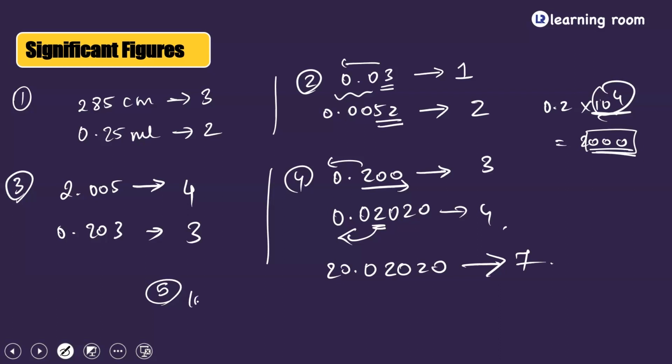So if I take 100 here, what will be the answer? 3. If there is no decimal, these terminal zeros don't matter. Because you could write this as 1 into 10 square or 0.1 into 10 cube, correct? Or 10 into 10, any way you could write. So that's why they say it as non-significant.